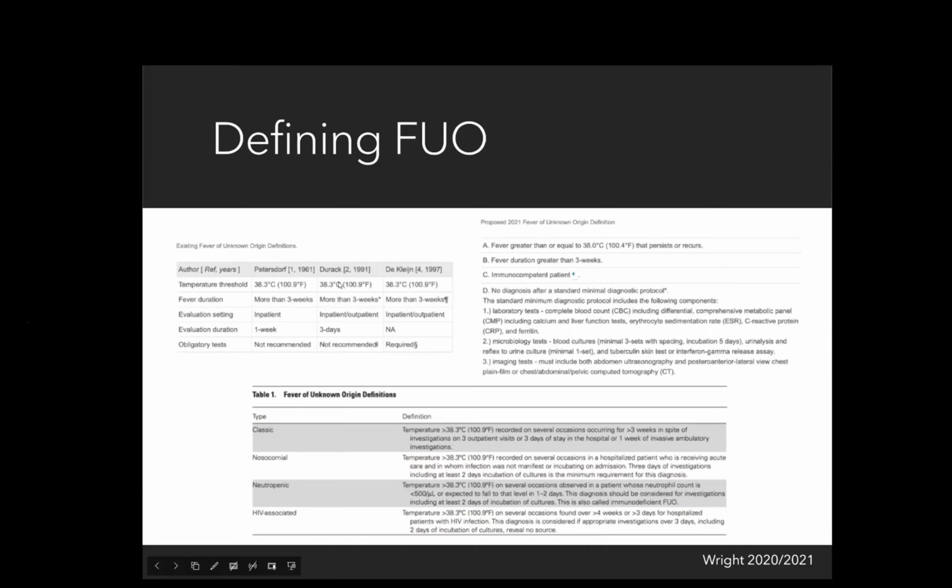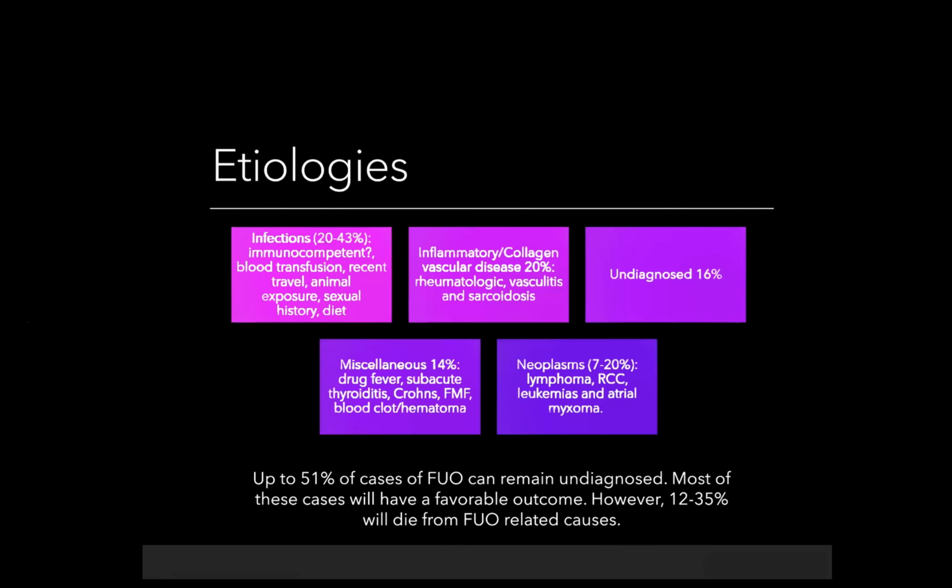And this guy, Durack, proposed another classification, asking who is my patient, right? Is my patient in the hospital, nosocomial, neutropenic, or HIV associated, and classic? And you can look at the definitions later. But the main idea is a patient with 3 weeks, immunocompetent, 38.3, and nothing revealing with your minimum workup.